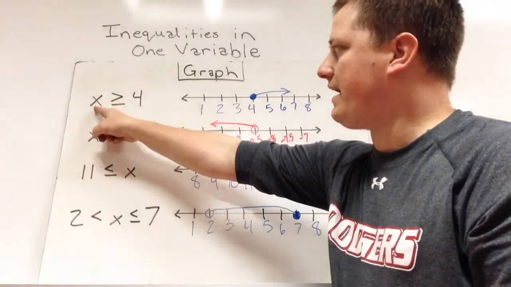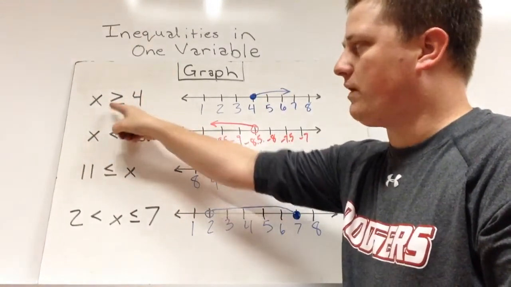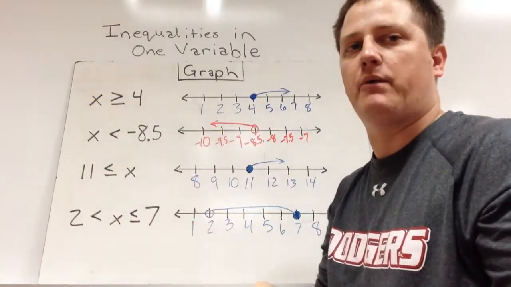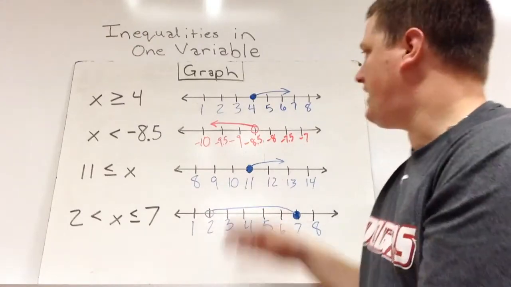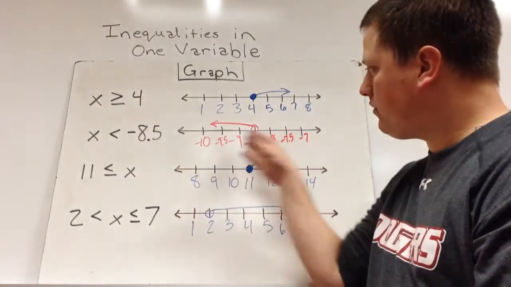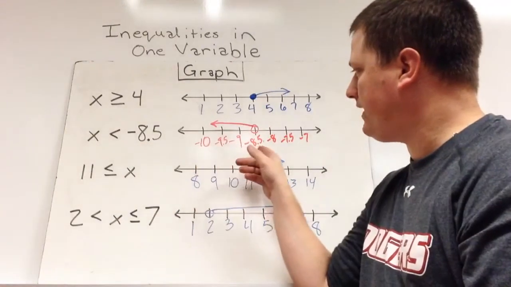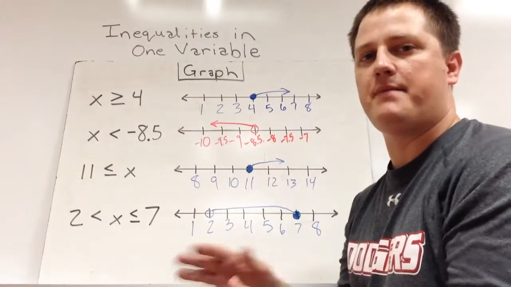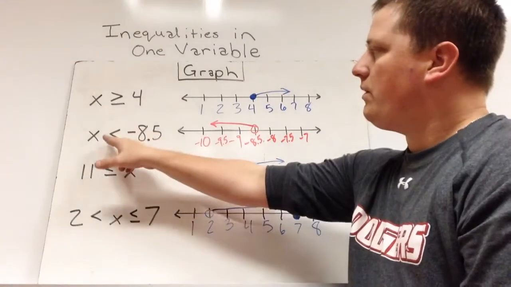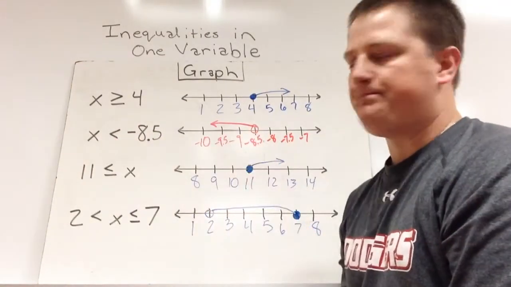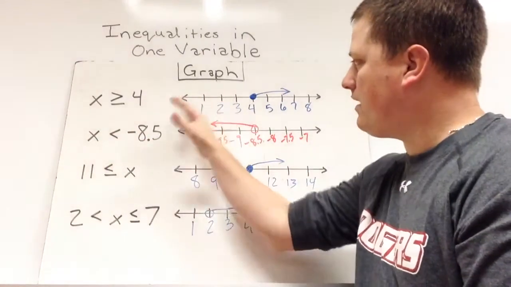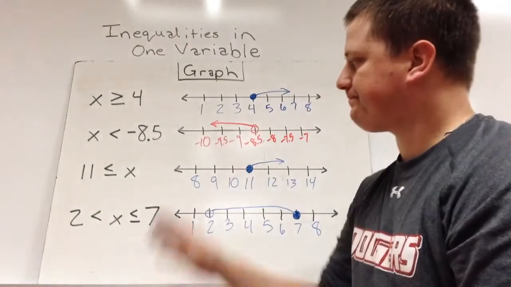So here we're saying x is bigger than or equal to 4. Since x is supposed to be bigger or equal, and bigger is always the right side, our arrow goes to the right. Let's look at our next one. Again, we've got our numbers down, negative 8.5 in the middle here, and numbers on either side. No equal, so we have an open circle. This says x is smaller than negative 8.5, so we want all our numbers on the left.